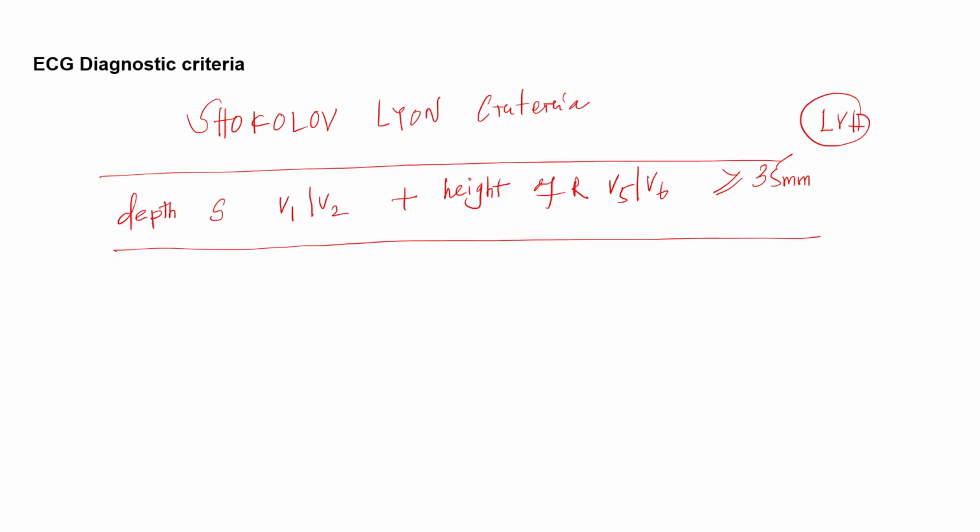Apart from that, there is one more criterion in the Sokolow-Lyon index, that is aVL: R in aVL more than 11. If the first criterion is not fitting, we can always check for this criterion also. This is also a part of the Sokolow-Lyon criteria.